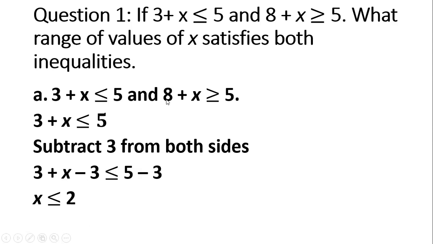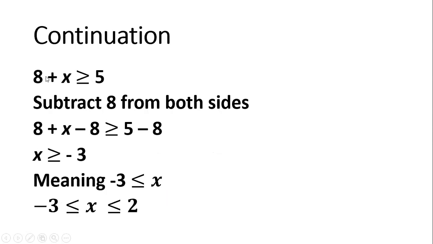So we solve the other part, which is 8 plus x greater than or equal to 5. We subtract 8 from both sides. So we have 8 plus x on this side minus the 8, then greater than or equal to 5 minus 8. 8 minus 8 will give us 0, so 0 plus x will give us x. Then 5 minus 8 will give us minus 3. So we have x is greater than or equal to minus 3.